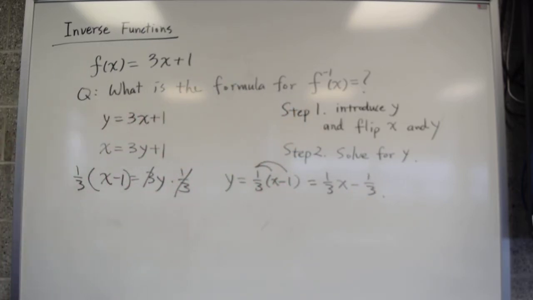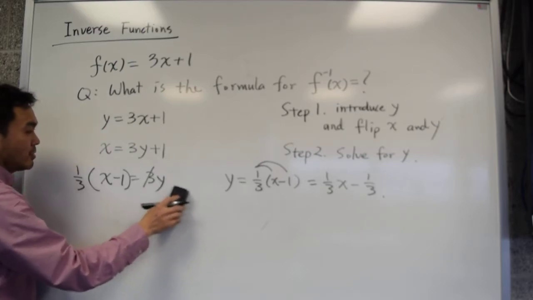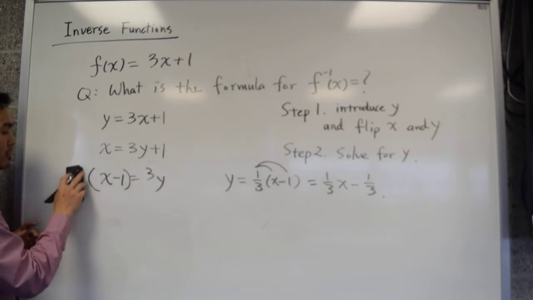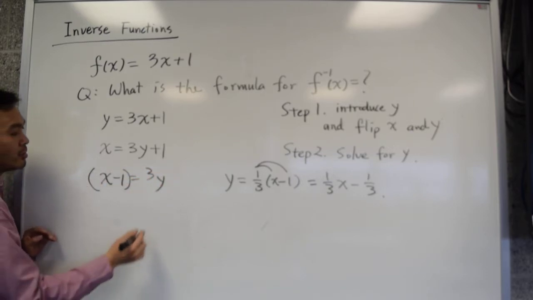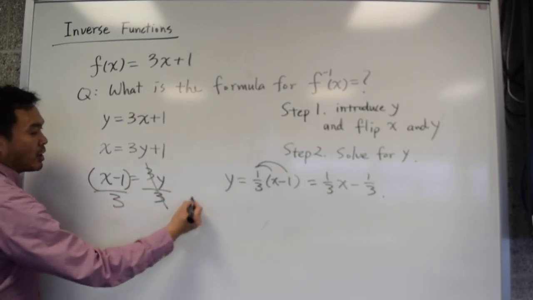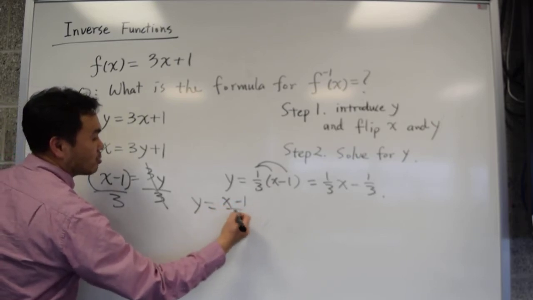Yes? What if you just divide it by 3? That's the same exact thing. Then you would have x minus 1 over 3. That's also equivalent, right? So your suggestion is you can divide both sides by 3. This will cancel and you get y equals x minus 1 over 3.